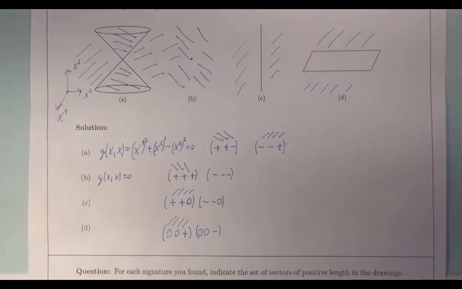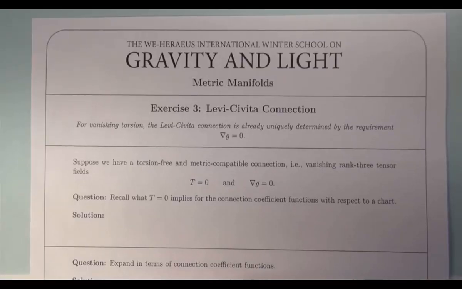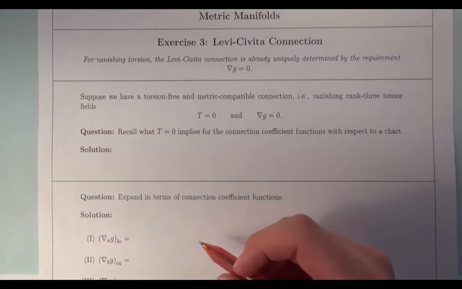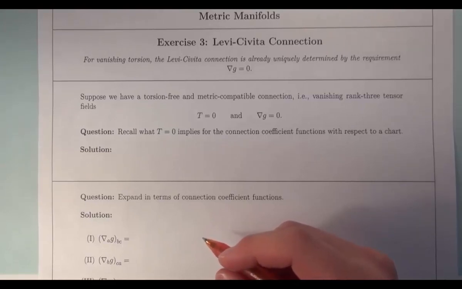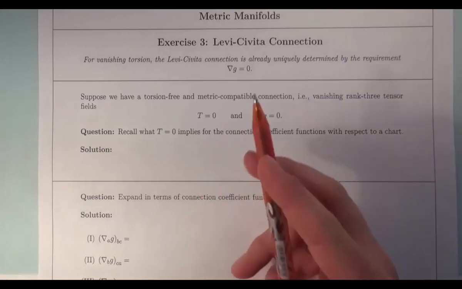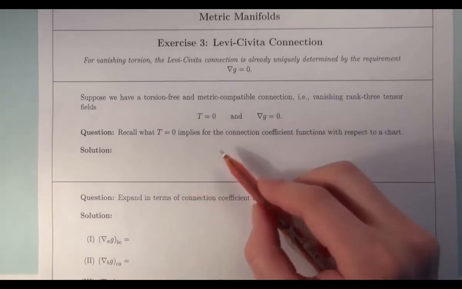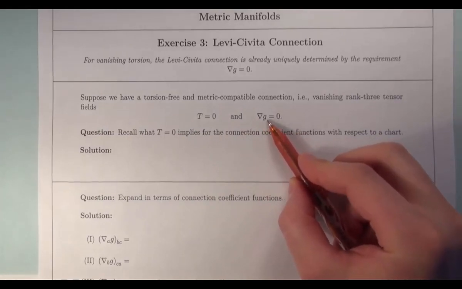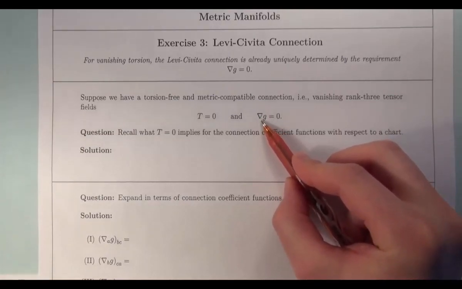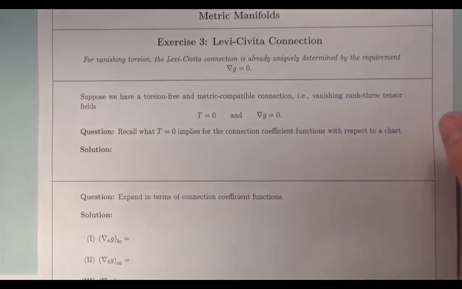Okay, therefore, exercise 2 is complete. We continue with exercise 3, Levi-Civita connection. For vanishing tensor torsion, the Levi-Civita connection is already uniquely determined by the requirement Nabla of G equals 0. Let's start. Suppose we have a torsion-free and metric-compatible connection. That means vanishing rank 3 tensor fields. T is the torsion, which we set to 0, and Nabla of G is equal to 0, where G is a 0,2 tensor field, so it eats two vectors, but although the covariant derivative has here an open slot, where you have to fit in a vector, in this sense, this object is a 0,3 tensor field.